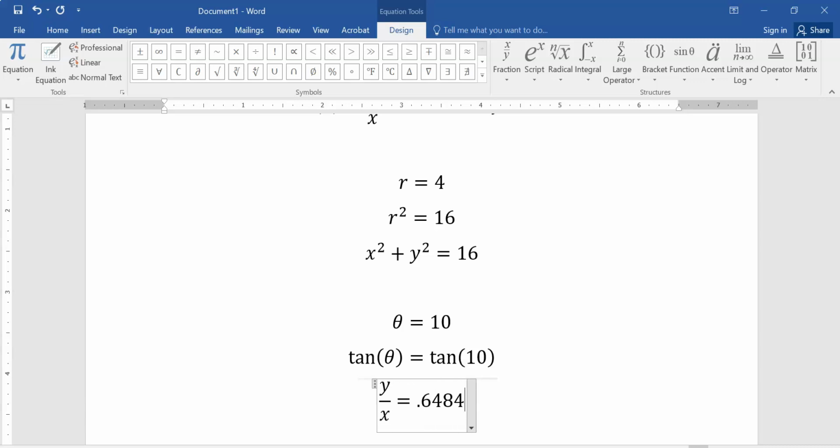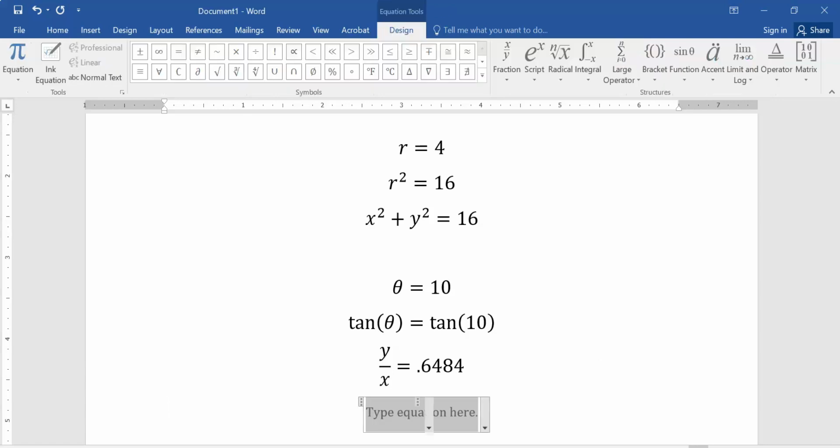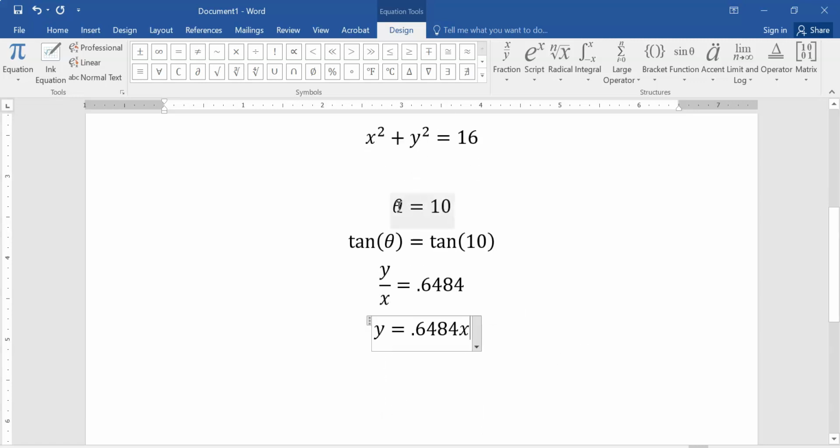Not the greatest of rounding it to 4 decimal places. If you want to go out a slightly different number, then feel free to do that. If you want to use tangent 10, that's fine too. So what you see here is we get y equals 0.6484 times x. So we get a line through the origin with any theta equals some number.